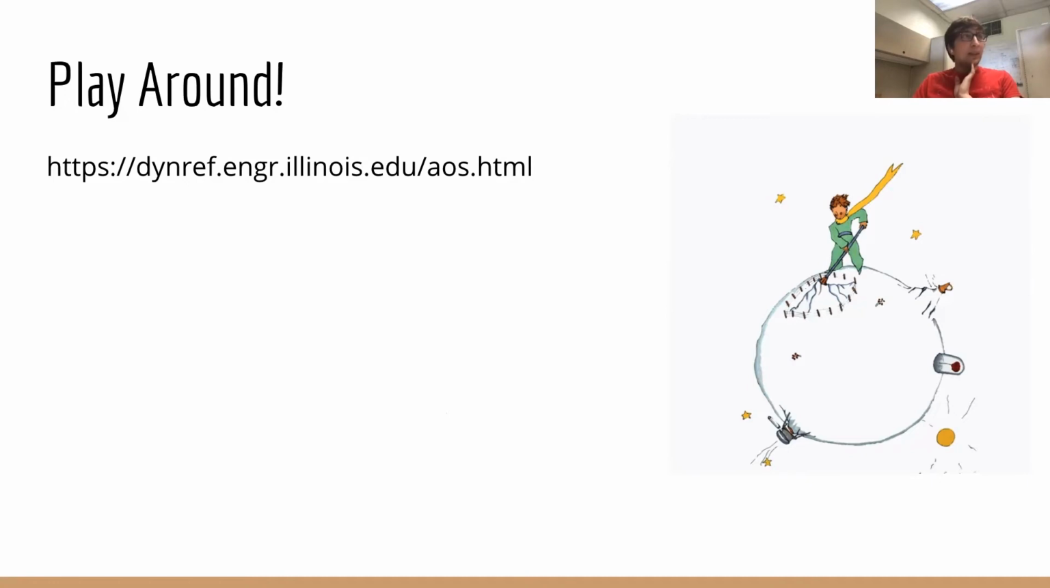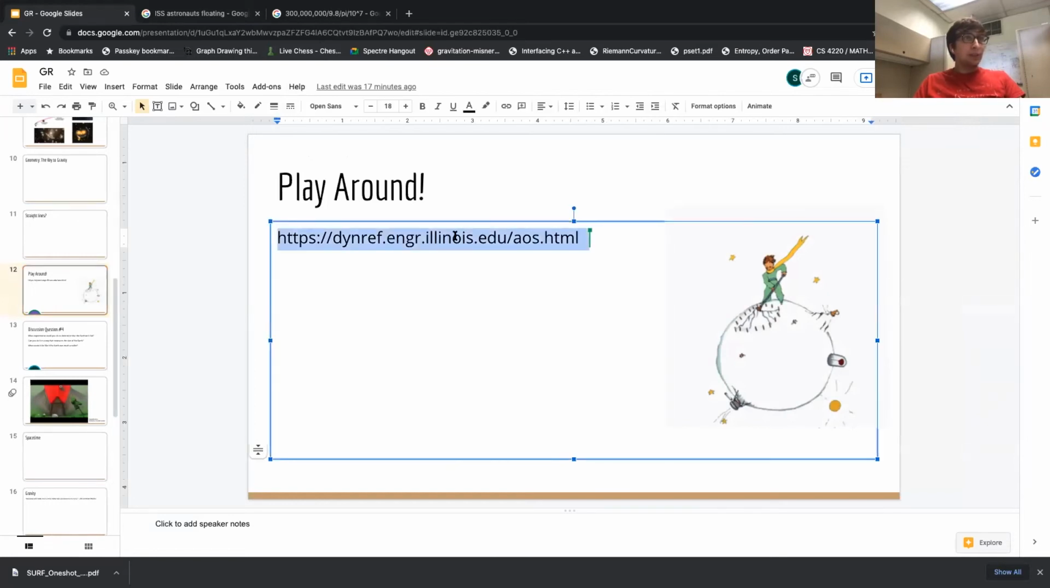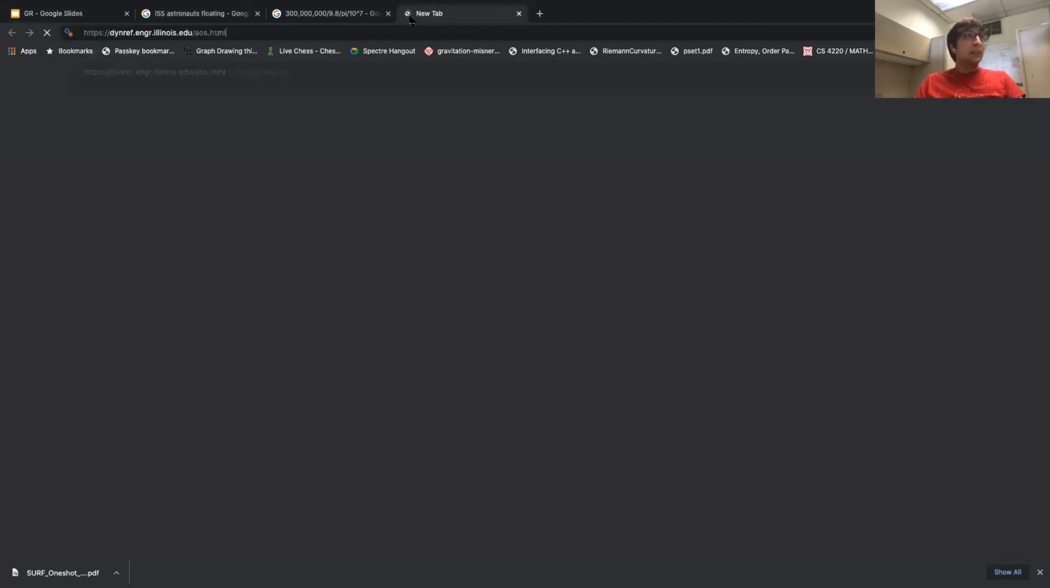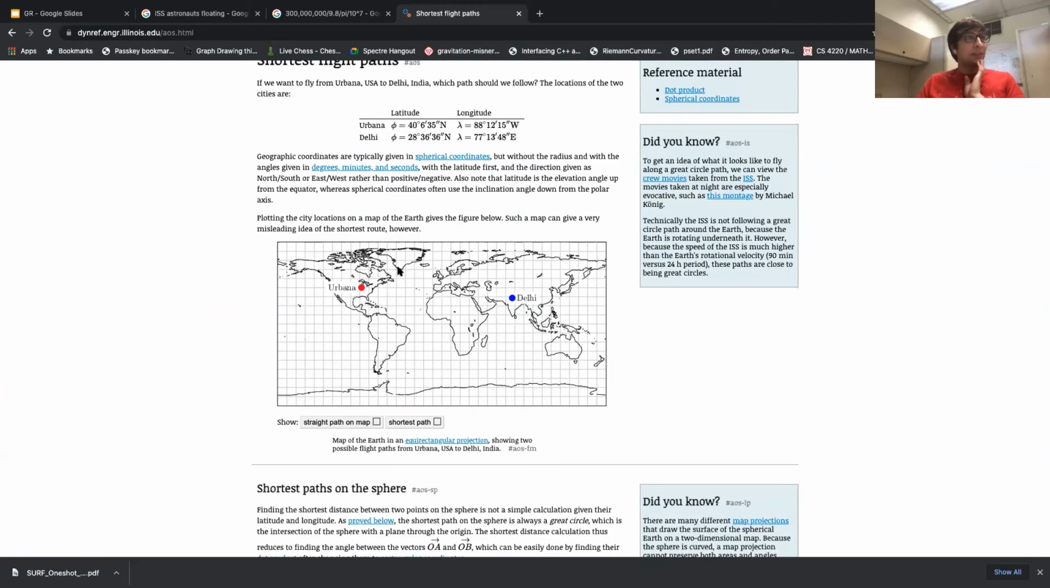I think this animation or this website is just kind of fun because it can show you a picture of how maps can distort our perspective. So this is a cartoon of if you wanted to take the shortest path between Delhi in India and Urbana in Illinois, where would you go?